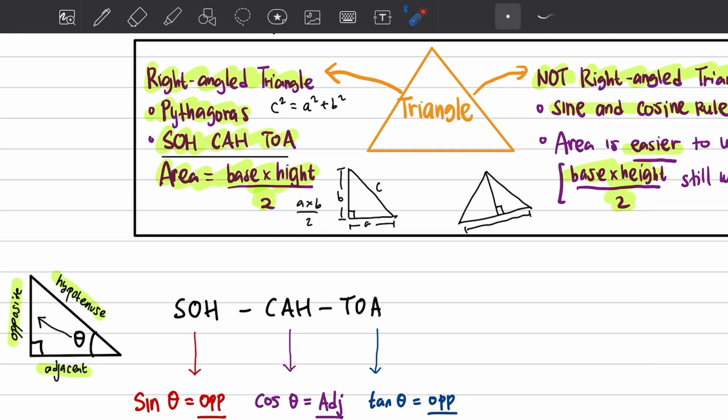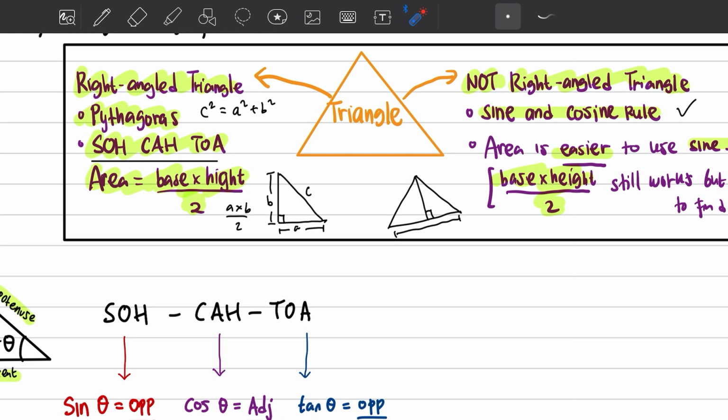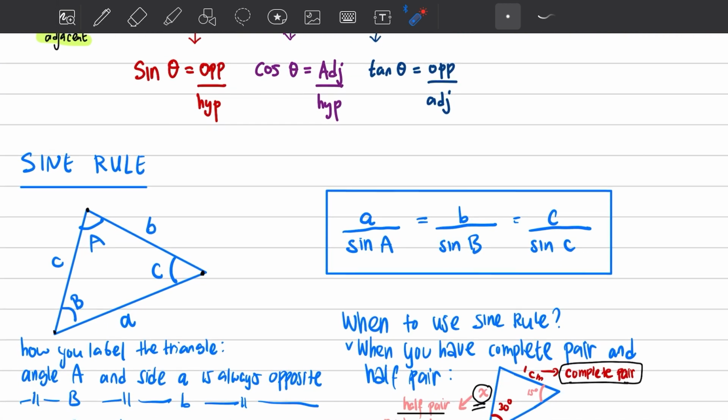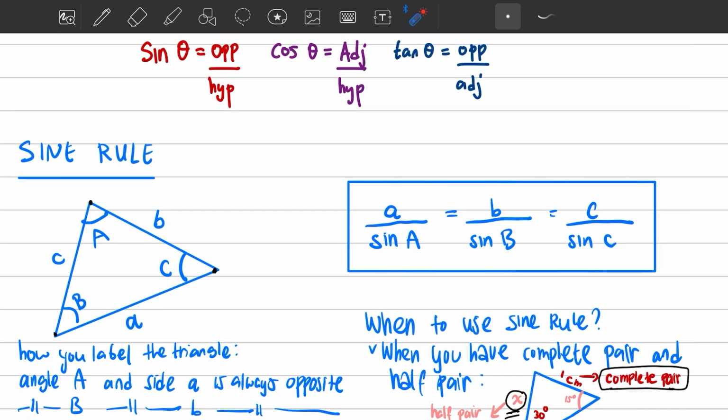Once again, this only applies to a right angle triangle, but what if we have a triangle that is not right angled? We can apply the sine and cosine rules. Let's look at the first rule, the sine rule. Before I explain the formula, I prefer that you understand the formula rather than just memorize it. So let's look at how we apply the formula. How do we use the formula?